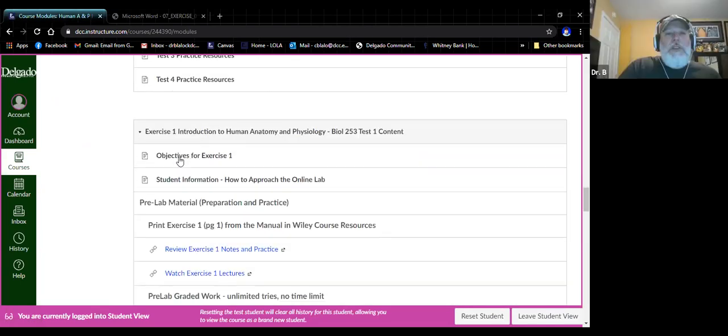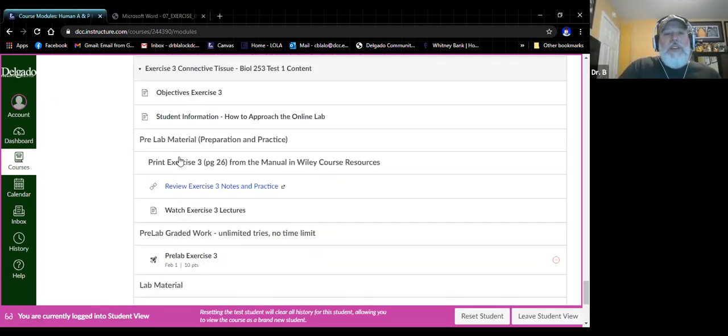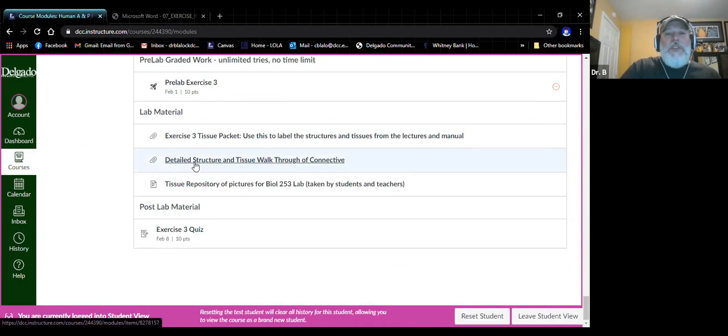I am going to be using today, let me come down to exercise 3 here. I'm going to be using today this detailed structure tissue walkthrough of connective. This is a PowerPoint similar to what I used last week going through the epithelial tissue. So if you're sitting in front of your computer, you want to download this and follow along, or you can just follow along with me. This will be the PowerPoint that I'm using for that today.